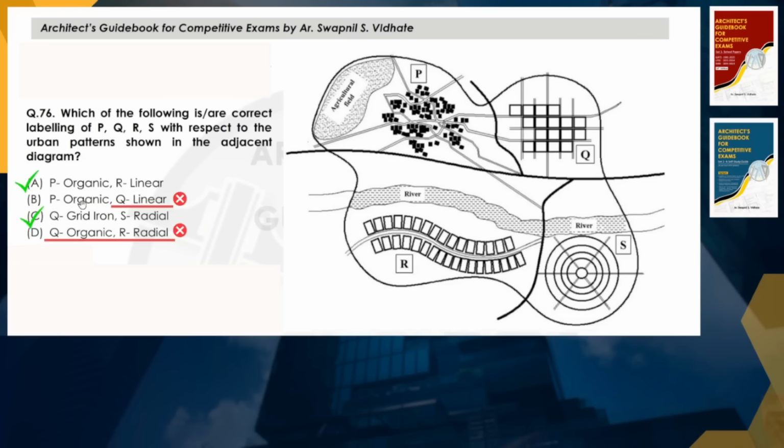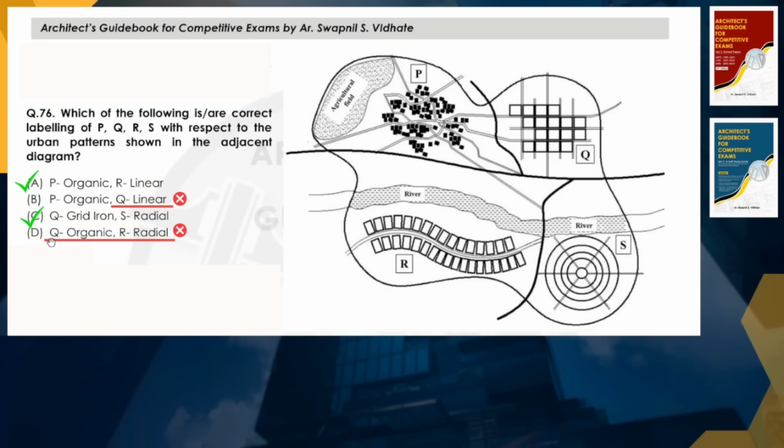Option B, P is organic. Yes, and Q is linear. Now Q is not the linear one. It is the gridiron pattern, right? Which is correctly mentioned at option C. So option B will be the incorrect one because they have incorrectly matched the pair that Q is linear. Here Q is gridiron, which is correctly mentioned at option C. S is radial. Yes, this is the concentric city. So S, the radial development, is correctly mentioned at option C.